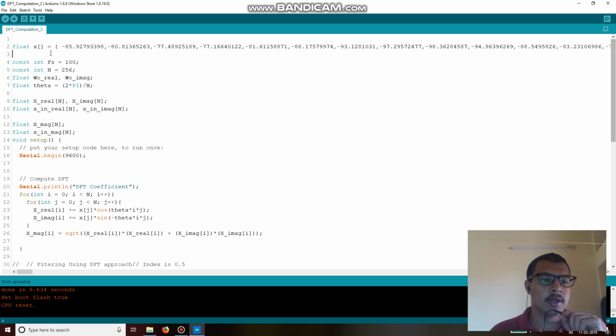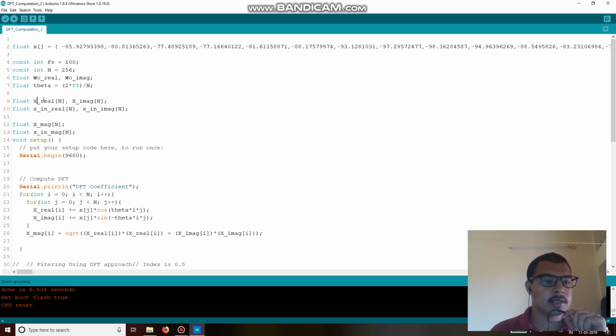So moving on, first we have fs equal to 100. This is basically the sampling frequency, and we have n equal to 256. This is the number of elements in the array X, and n is the number of samples. W0 real and W0 imaginary are the twiddle matrices. They would have the coefficient defined as e to the power minus j 2 pi by n ij, and first we define theta, so theta is 2 pi by n.